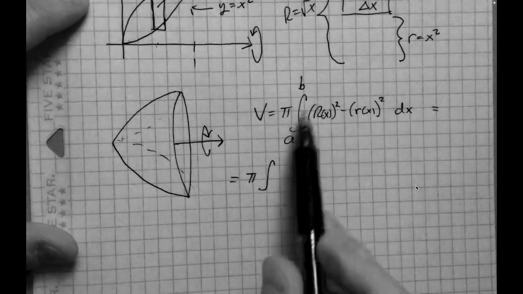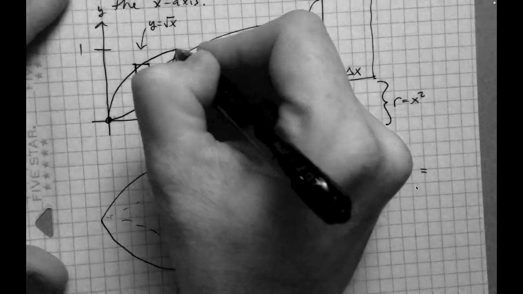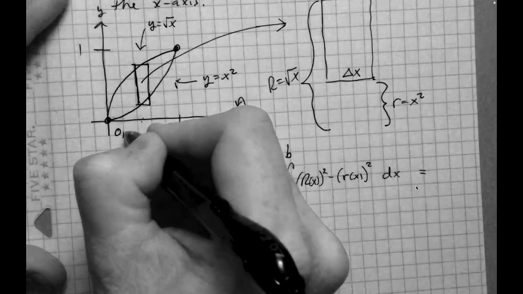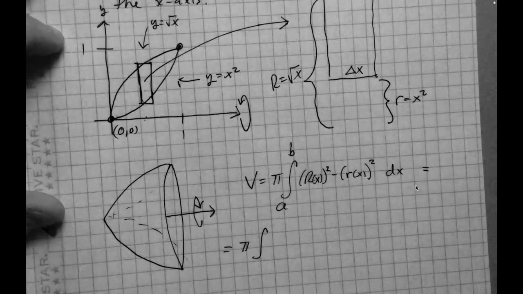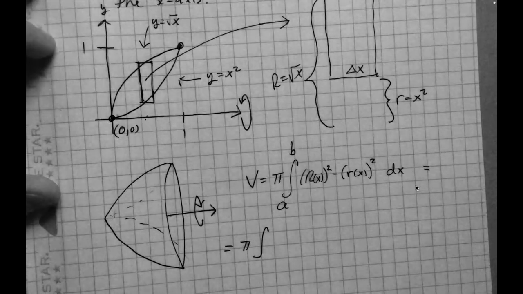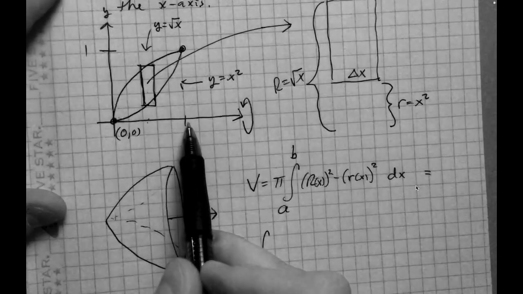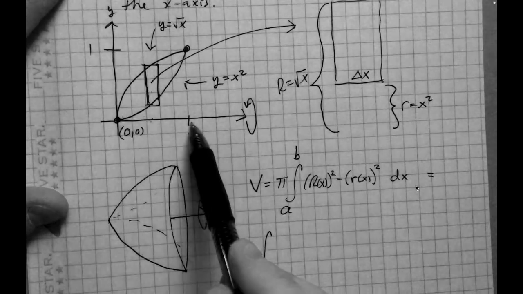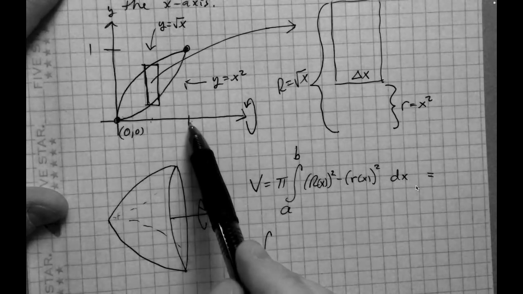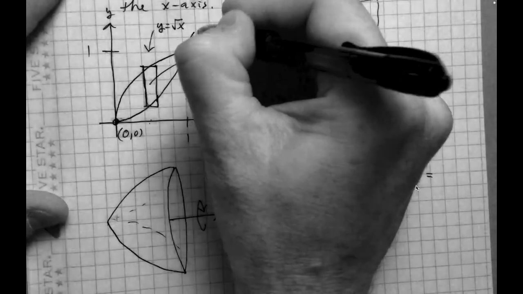Oh, actually, we don't know what a and b are yet, do we? We don't know what these intersections are. Well, this one we can guess is 0, and we would be correct there. But what about the upper one? We could set x squared equal to the square root of x, but you could also see that this is going to be 1, 1. 1 squared is 1, and the square root of 1 is 1. So this is 1, 1.